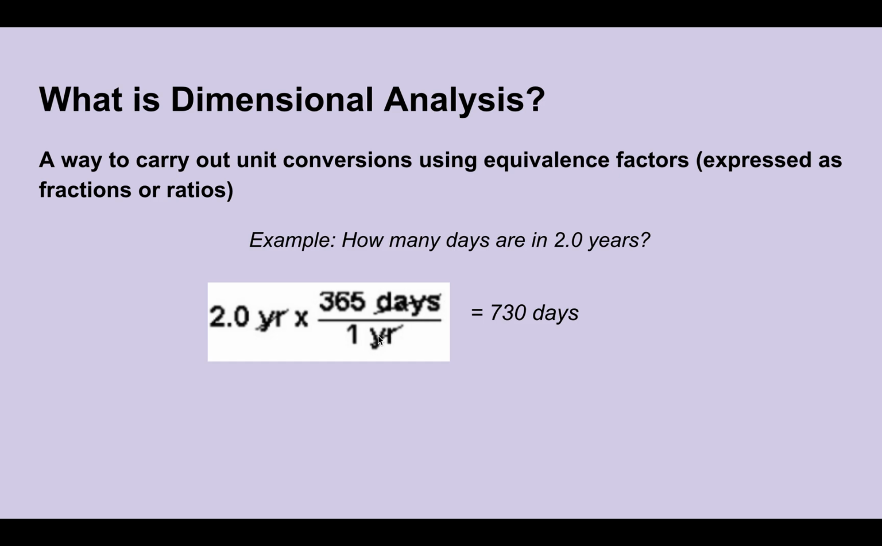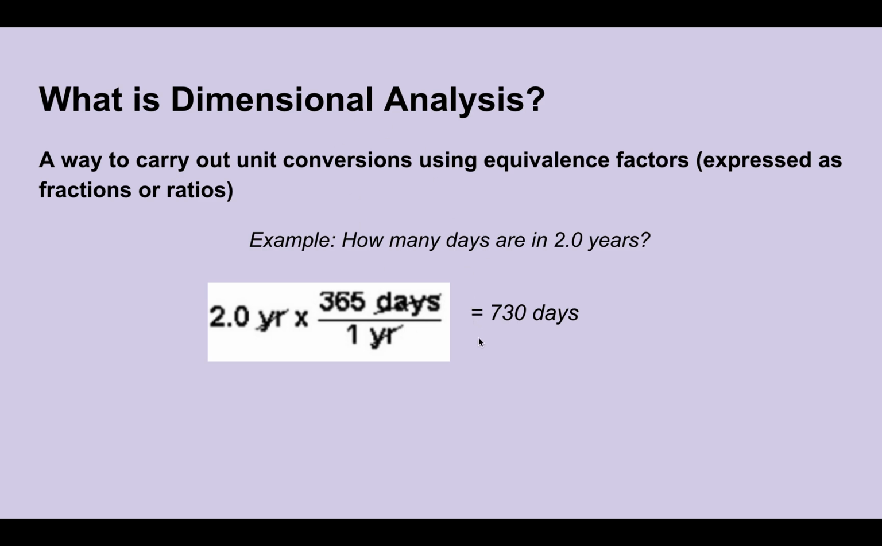Some of you may have picked up already that 365 days is equivalent to 1 year. So we're actually taking advantage of this idea of an equivalence factor. And in math, if your numerator is equivalent to your denominator, you're essentially dealing with a value of 1. And any number multiplied by 1 will preserve its value. So that's the big picture idea behind dimensional analysis.